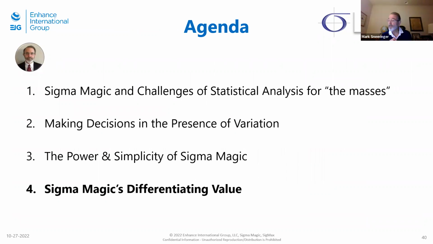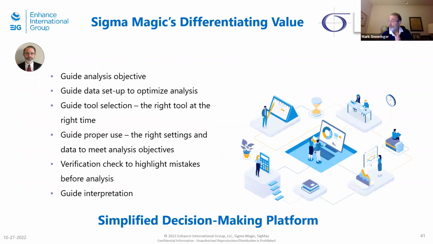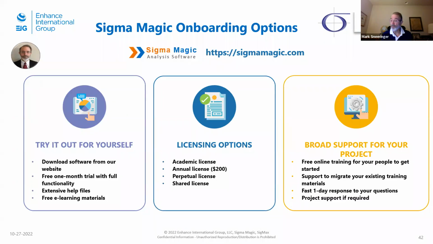So just to wrap things up, we've hopefully shown you how an application like Sigma Magic can improve the decisions that you make based on data available to you, and this is just a recap of the things that the software does for you in terms of guiding different aspects of what you're trying to do and doing some verification. So in the interest of time, I want to flip to the next slide to give people an opportunity to see the next steps.